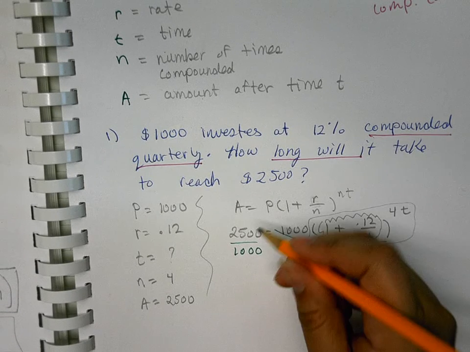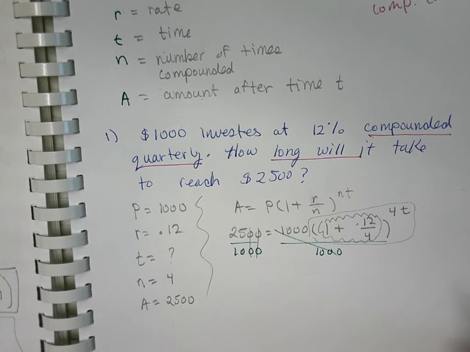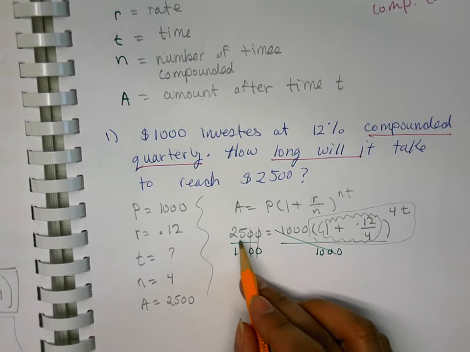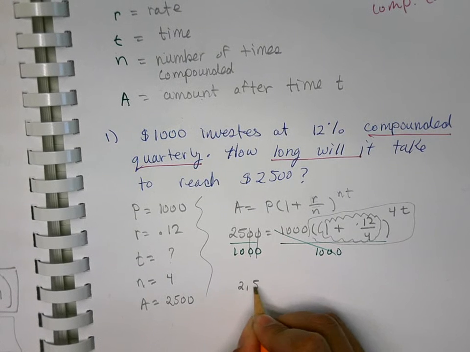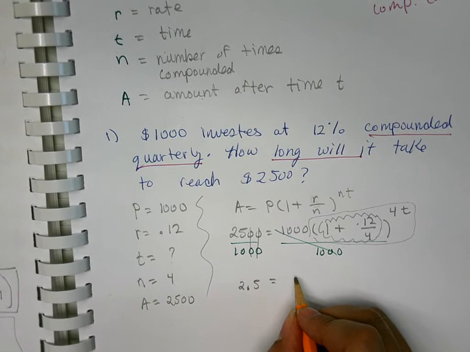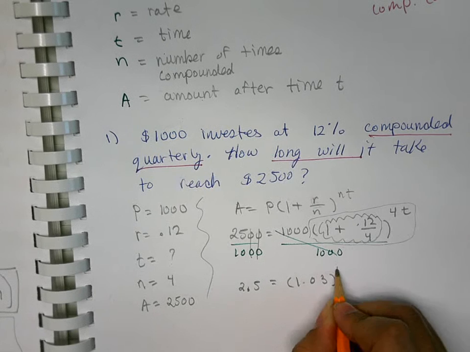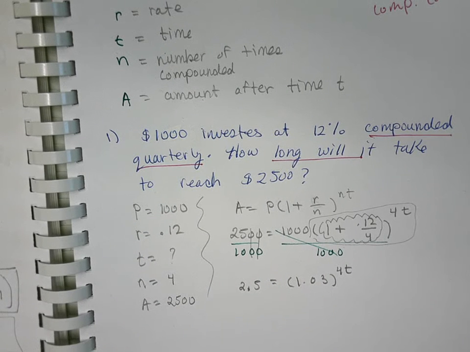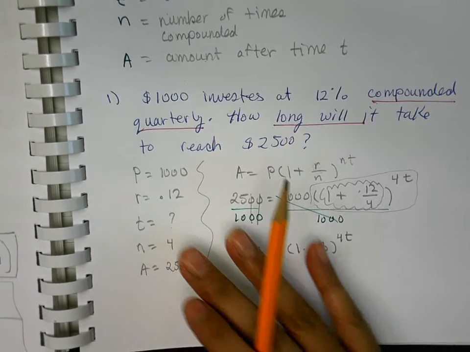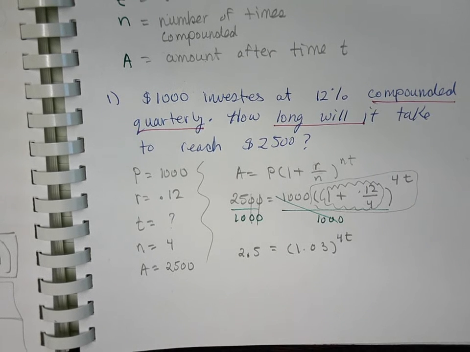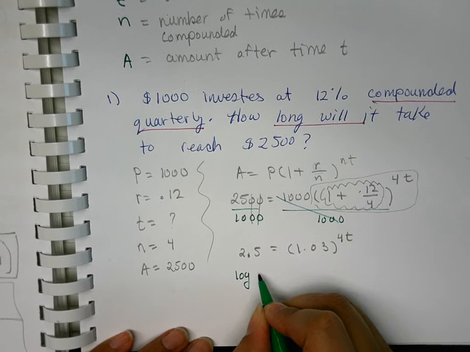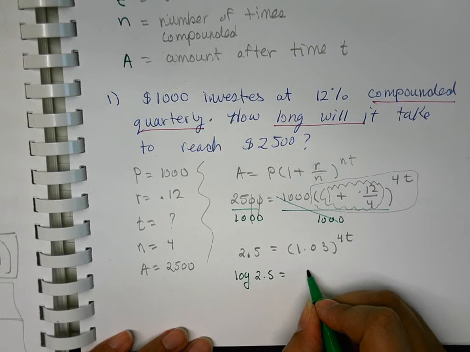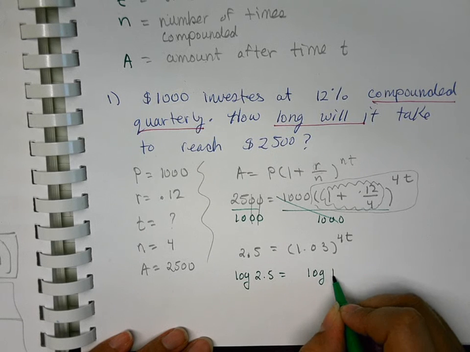It's 1.03. And then this 22,500 divided by 1,000 is 22.5. So 22.5 equals 1.03 raised to the 4t. We did these in the review section. What do you do when your variable is an exponent? You don't wrap around, you do that when it's a log. You take the log of both sides. There's no e here, so I'm going to do log of 22.5 equals log of 1.03 raised to the 4t.